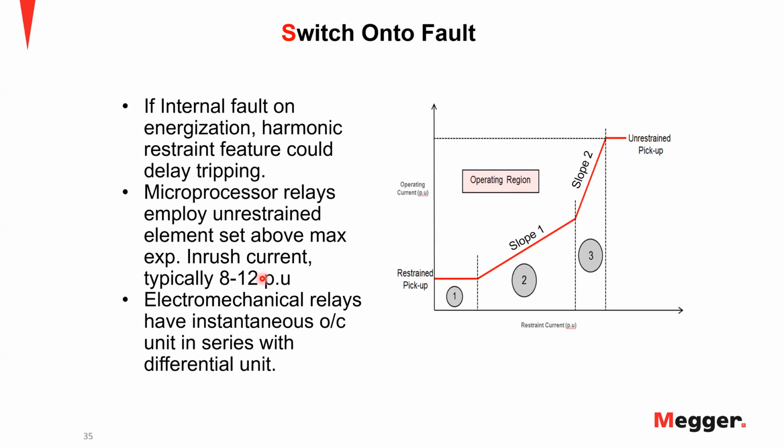Usually the inrush currents are typically around 8 to 12 per unit. So you would usually see this pickup setting to be very high. It can be 10 per unit or 12 per unit, depending on your transformer in the system. And if you have worked on electromechanical diff relays, you would remember that there is an instantaneous unit on those relays, and this unit is used for this very reason, to trip for high internal faults.